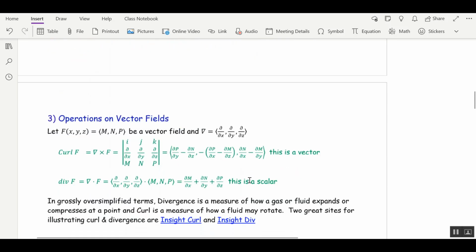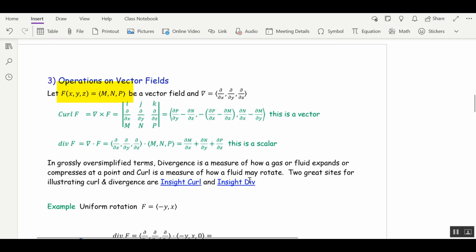Okay, operations on vector fields. If we have a vector field in R3, we can compute its curl and its divergence. And in grossly oversimplified terms, divergence measures expansion of a fluid or gas, and curl measures the rotation. But if you want a more detailed explanation, you can go to either one of these sites and find out a lot of information. So let's go back up here and figure out how to compute curl and divergence.